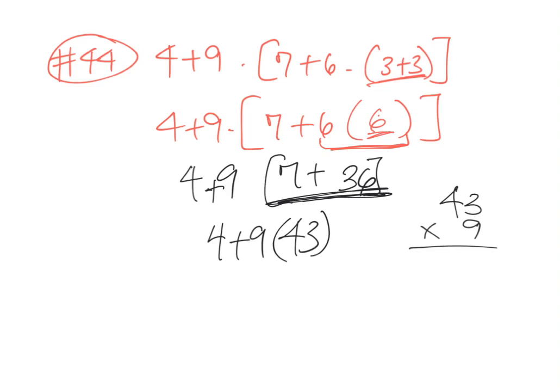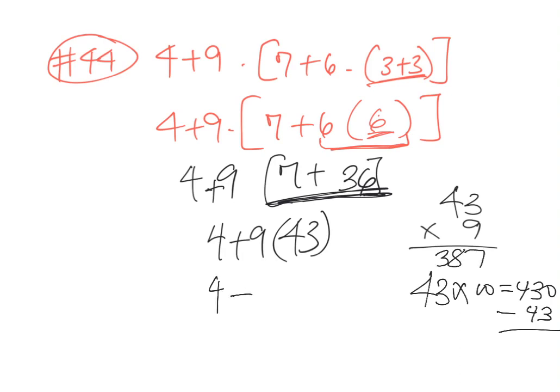43 times 9. And so 43 times 9 is just basically 430 minus 43. So think about it this way. 43 times 10 is 430, and you just subtract 43 from it, and that will give you the answer that you need. So 43 times 9, as I said, is 387. So you have 4 plus 387, and your final answer is 391. So that's another example with order of operations.